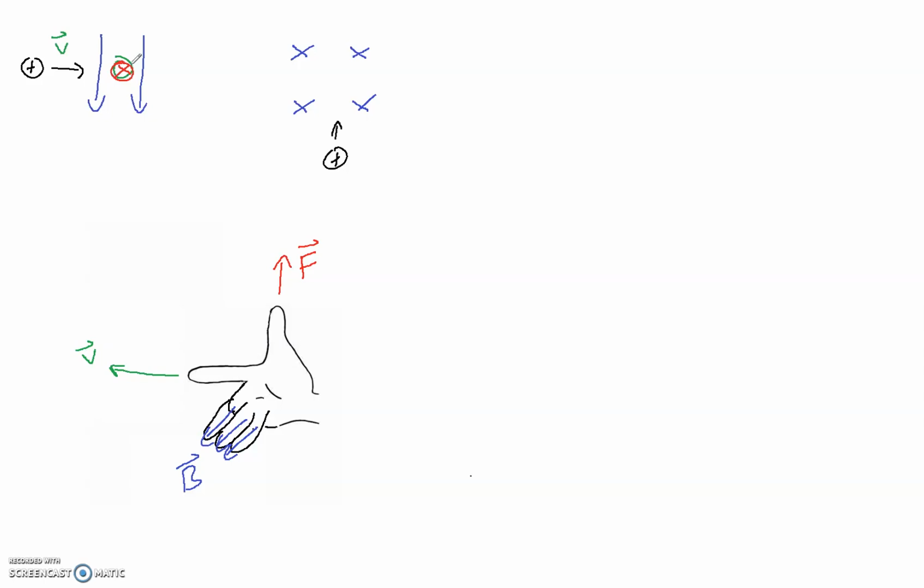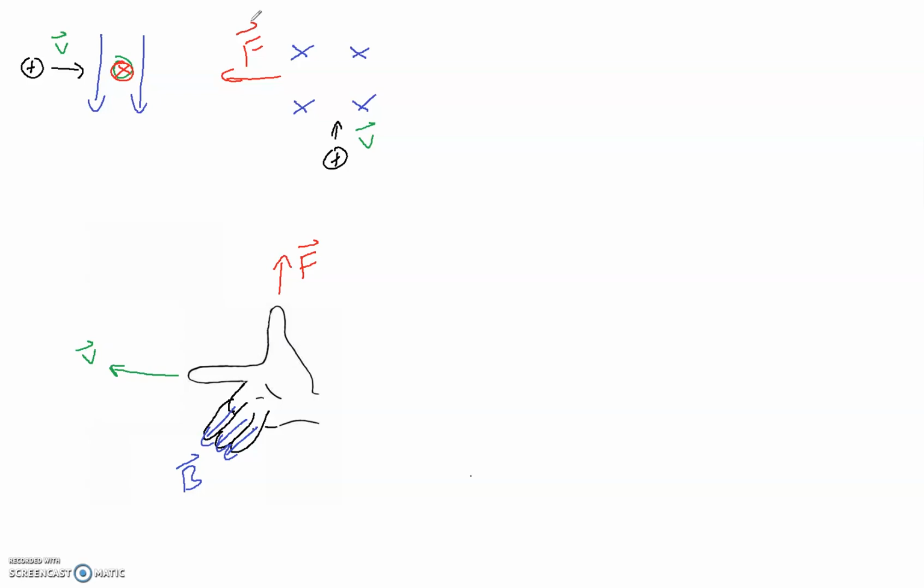Okay, and the second one, I'm going to start with my gun. My subatomic gun is shooting straight up, so my finger's pointing straight up. My 3 remaining fingers are pointing into my screen because that's the way my magnetic field is going. And my thumb is now pointing to the left. So my force would be to the left. So that's how you do it with those guys.